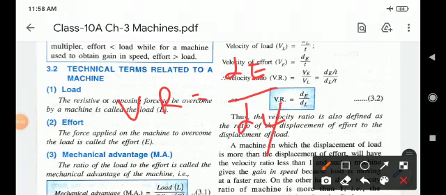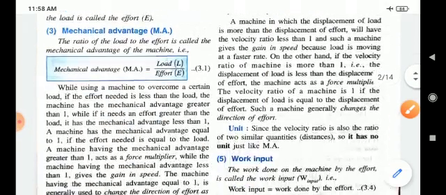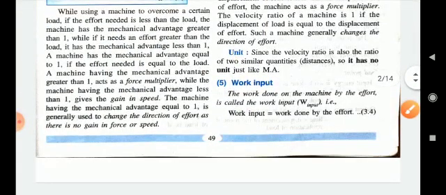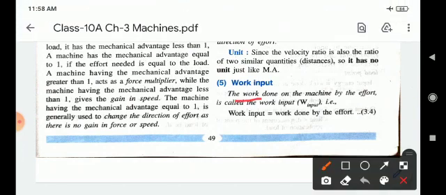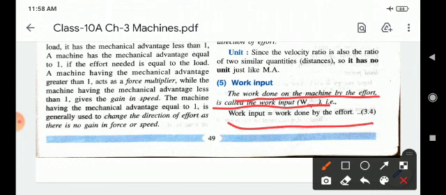What is the next part? What is the definition of work input and work output? Work input is the work done on a machine, equal to the effort force times the distance through which the force is applied. The work done on the machine by the effort is called the work input. Work input is equal to work done by the effort.